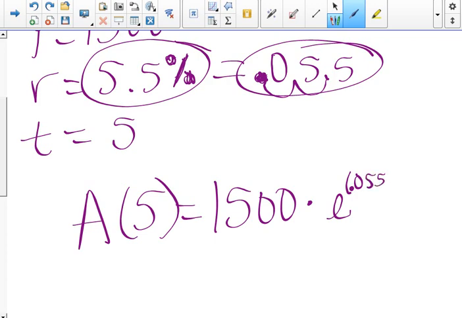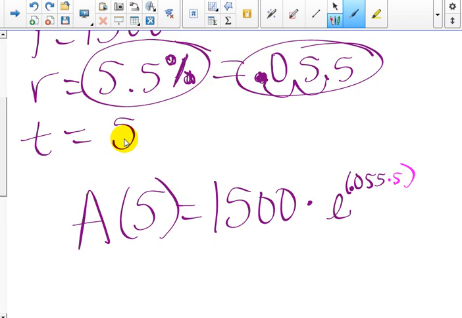0.055 times T, which is what? 5 years. And I'll use a different color to make that stand out because it's a lot of 5s. Okay, so what's the first thing we want to do? We probably want to calculate that 0.055 times 5. So let's do that.